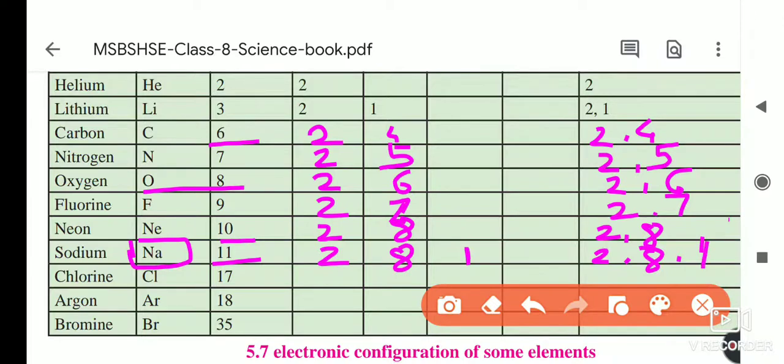2, 8, 1. Okay, so in this way it is there. Next it is chlorine. Chlorine's atomic number is 17.